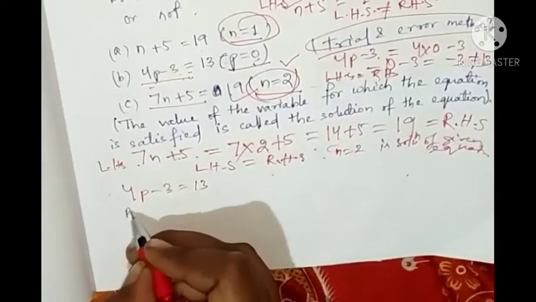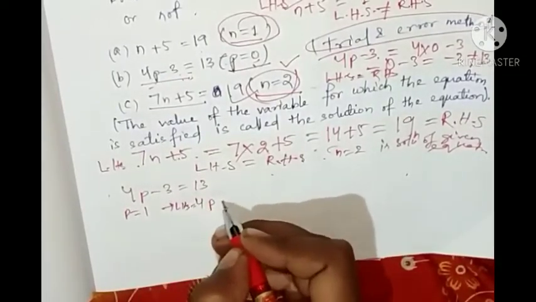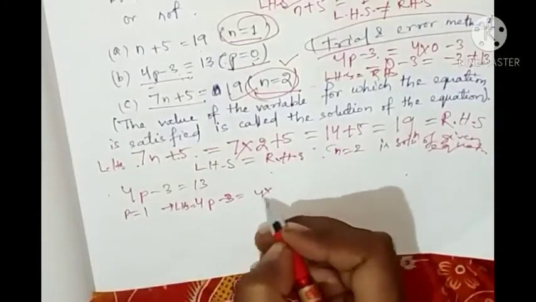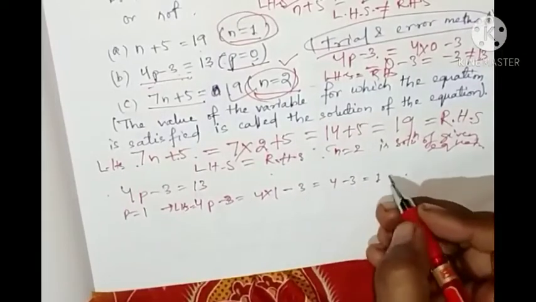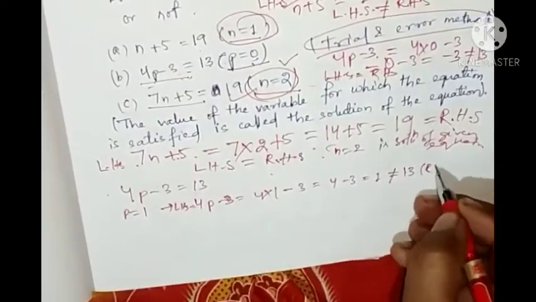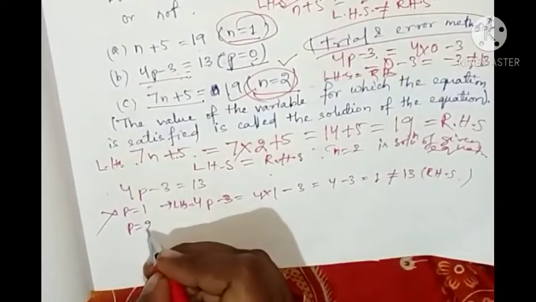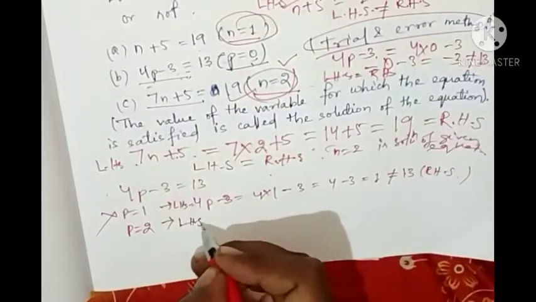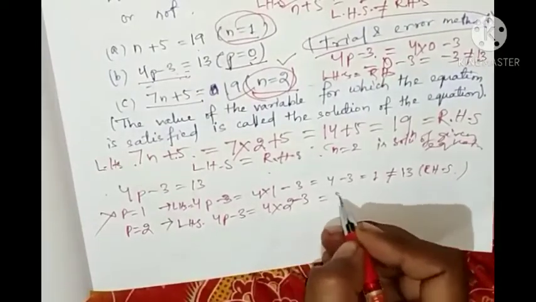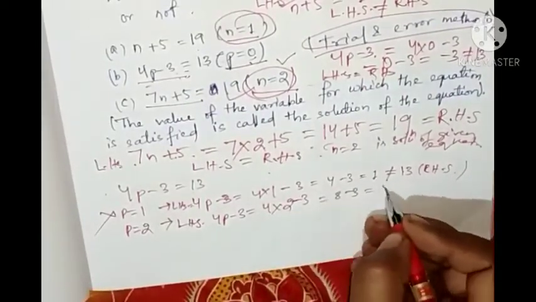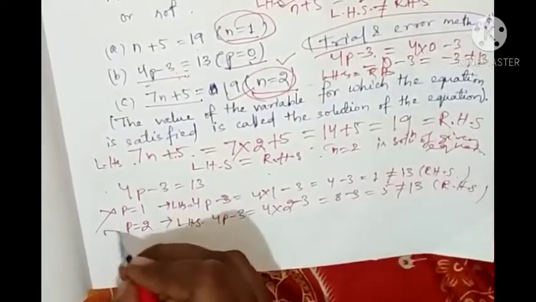Then we will take p equal to 1. So LHS equal to 4p minus 3 equal to 4 into 1 minus 3, 4 minus 3 equal to 1, which is not equal to 13, that is RHS. So this is also not the solution. Next we will take p equal to 2. LHS equal to 4p minus 3, 4 into 2 minus 3, 8 minus 3 equal to 5. Look, it is also not equal to RHS, that is 13. So this is also not the solution.